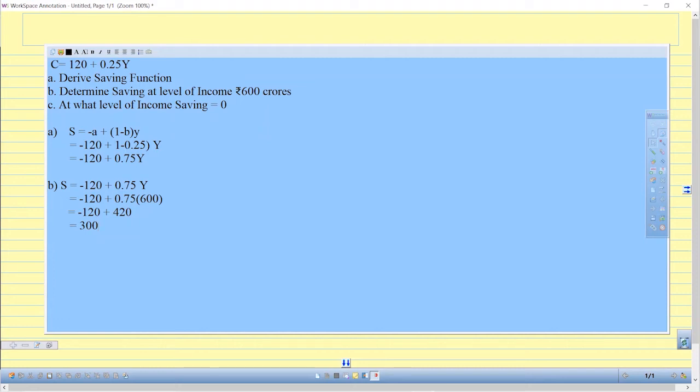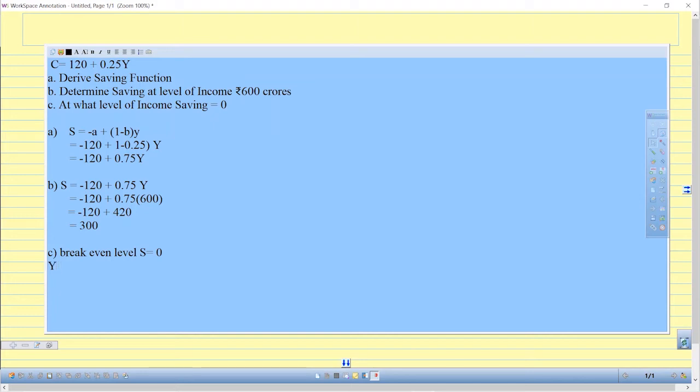Next is part C. At what level of income is saving equal to 0? It is understood that saving is equal to 0 at the break-even level of income. So you are asked to find out the break-even point of income, that is the level of income at which income and consumption are equal.